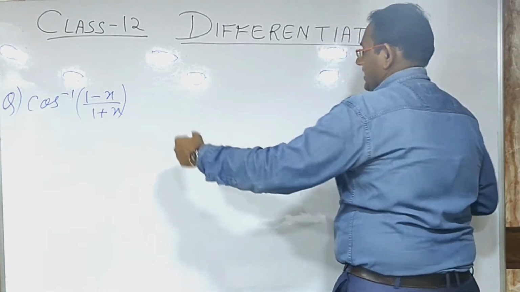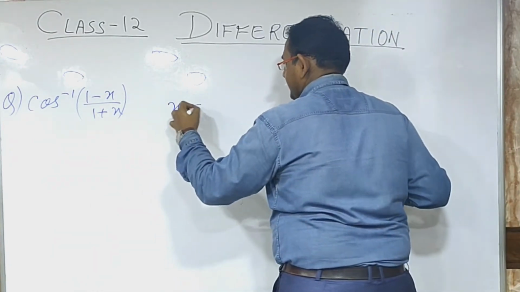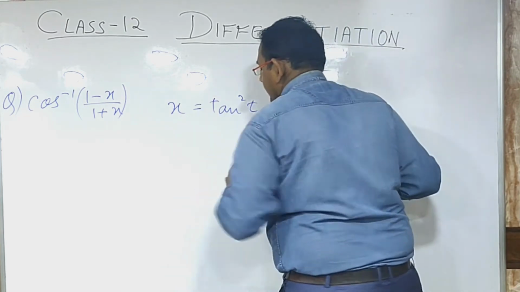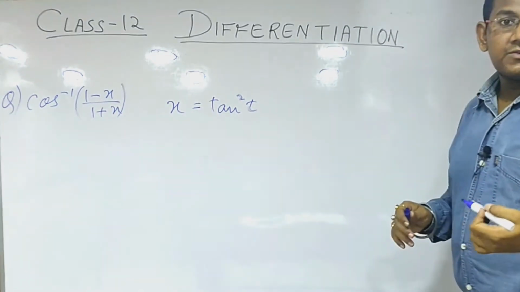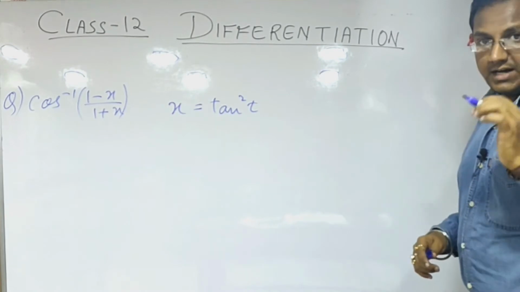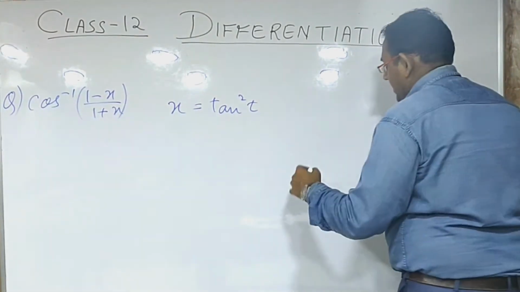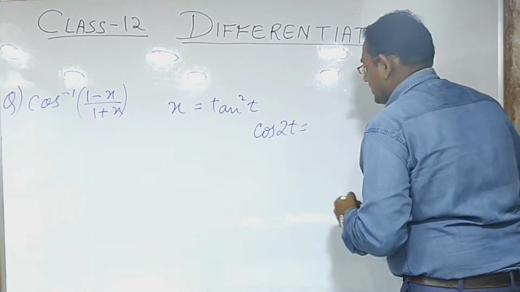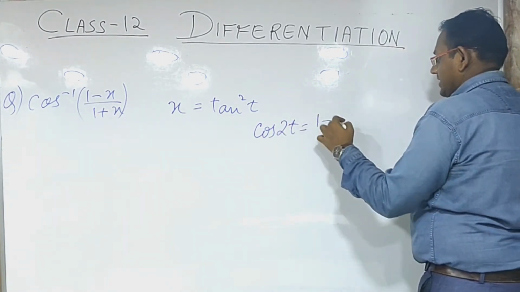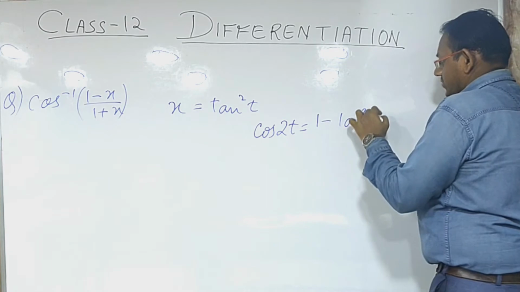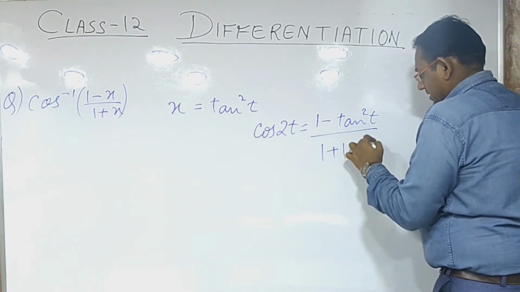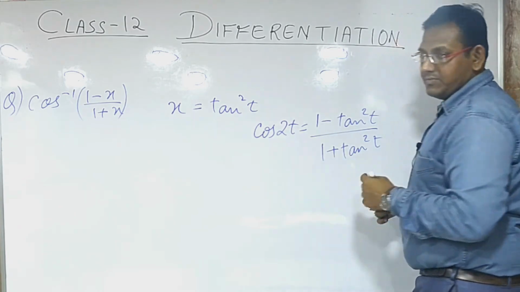In this case we are substituting the value of x as tan square t. Many of you may have a question right now: why tan square t? Let me explain this. The formula for cos 2t is (1 minus tan square t) by (1 plus tan square t). This is the formula.